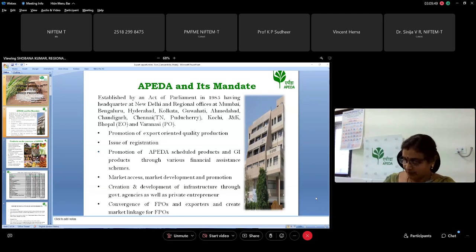We also keep conducting programs like buyer-seller meets, both at the domestic and international level, which is called market linkage, where the farmers can meet the exporters in the domestic market, or where the exporters can meet the importers through the trade fairs in international markets.